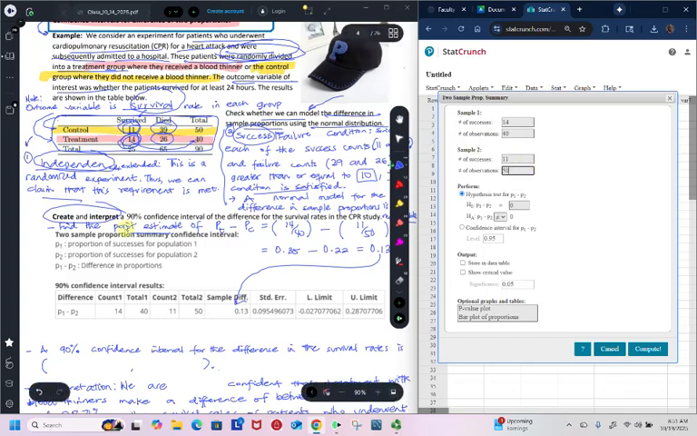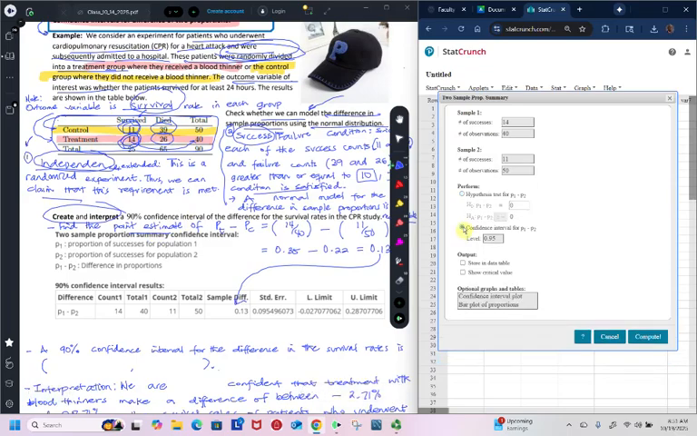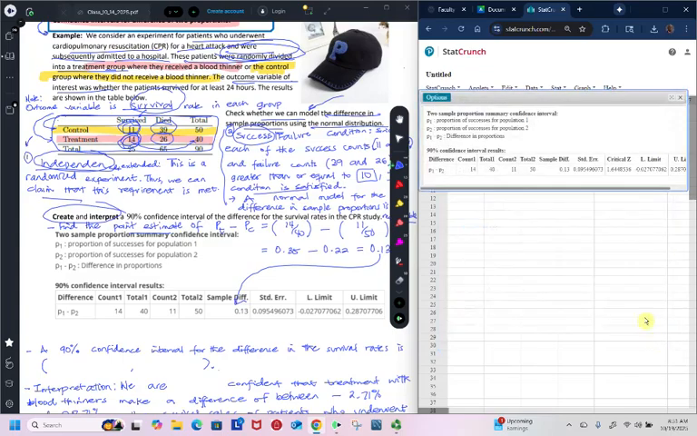My goal is to construct a confidence interval, so I'm going to click on the radio button for constructing. What is the percentage? 90%, that is 0.90. I'd like to show the critical value and simply compute. You will see that the result right here, 0.13 that we just computed, has also been computed by StatCrunch. In addition, it computes the standard error, the critical value, and the lower and upper limits of the 90% confidence interval for this difference, which is right here.